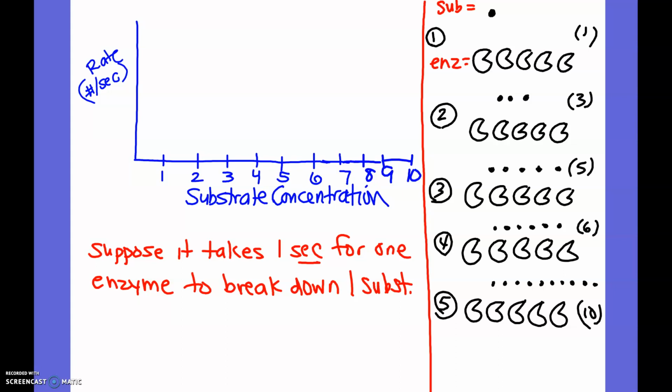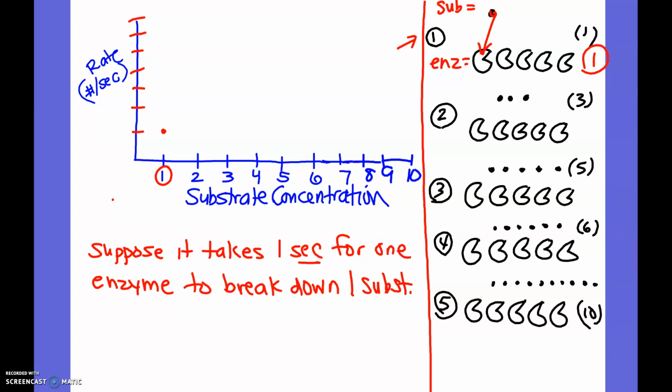And let's just say my enzymes are these Pac-Man things, and it takes 1 second for one enzyme to break down one substrate. So, experiment number 1, I have one substrate molecule. I have 5 enzymes waiting for it. So after 1 second passes, how much substrate will be broken down? The answer, 1, because there's only 1 there. So, with 1 substrate added, I can break down 1 substrate in 1 second. So my rate is 1 substrate per second.